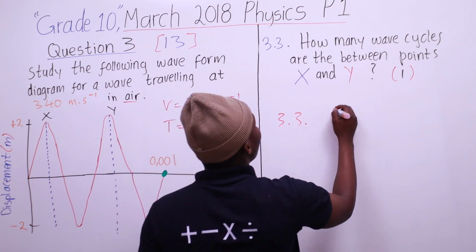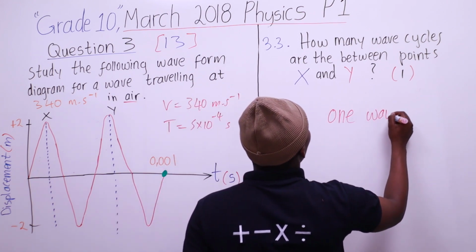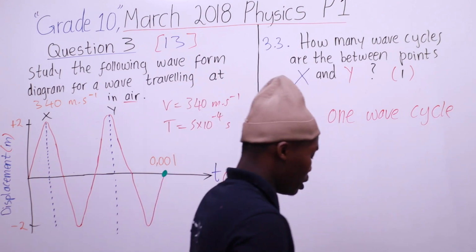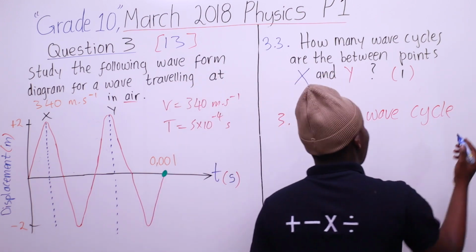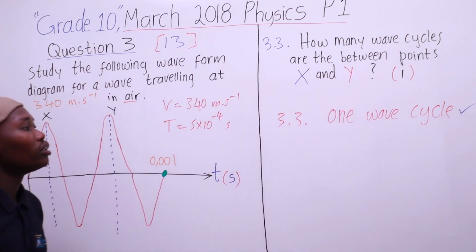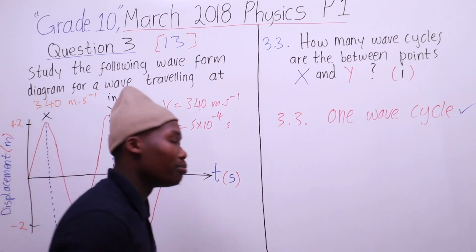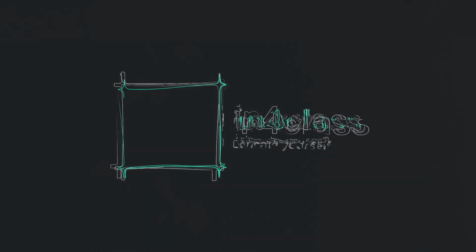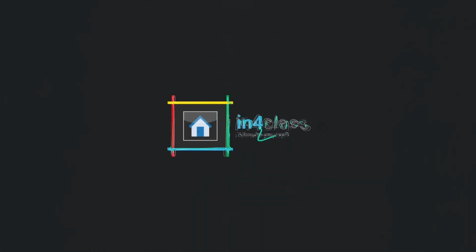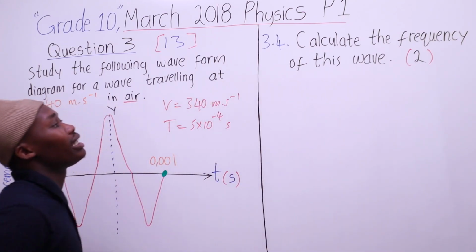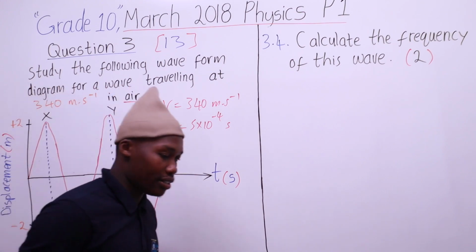3.3. So bhala ukuthi 1 wave cycle. And then lapho ke siyawuthola 1 mark wakho. Yabo? So asinafukuzi kakhulu just for 1 mark. Let's go to question 3.4. Okay, so 3.4. Calculate the frequency of this wave, 2 marks.